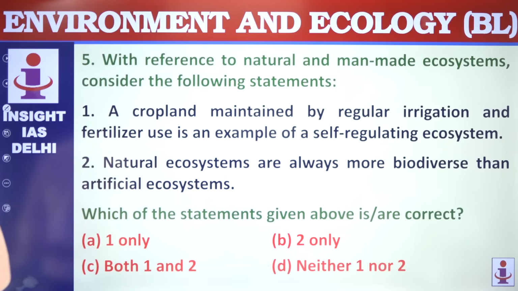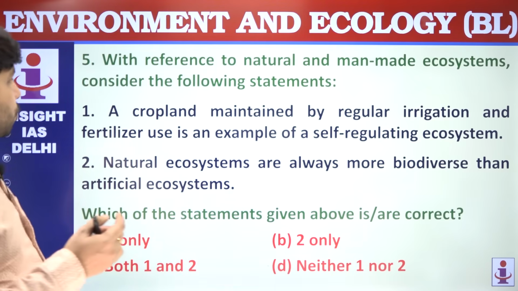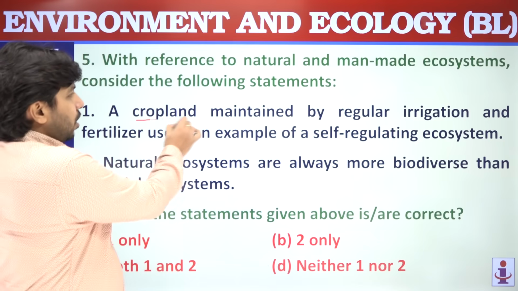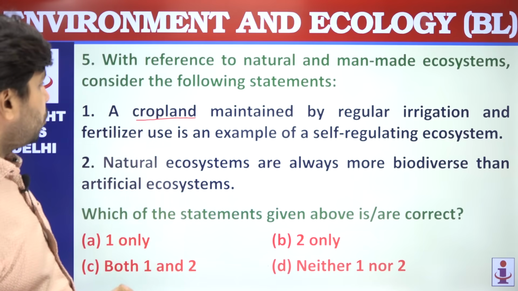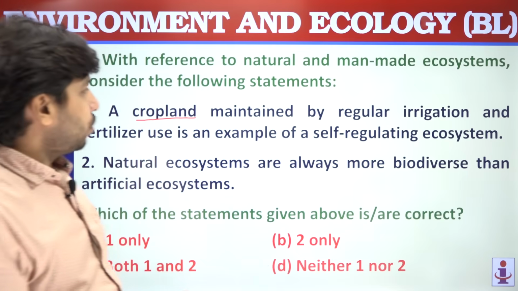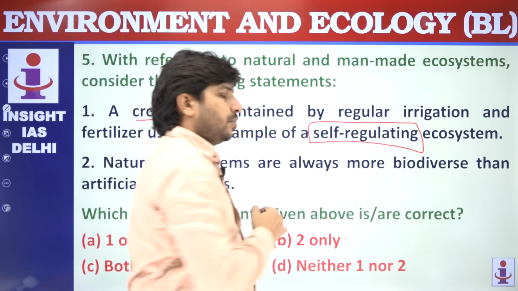Then we have question number 5. Question number 5 is about man-made ecosystems. What are man-made ecosystems? A cropland maintained by regular irrigation and fertilizer use is an example of a self-regulating ecosystem. What is the meaning of self-regulating?